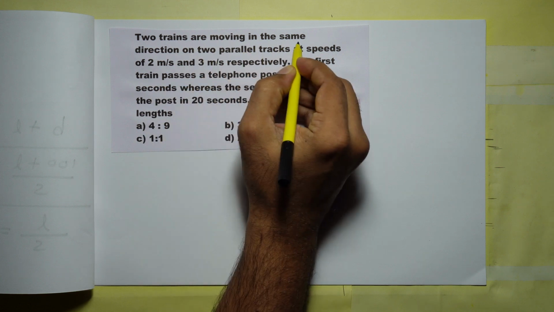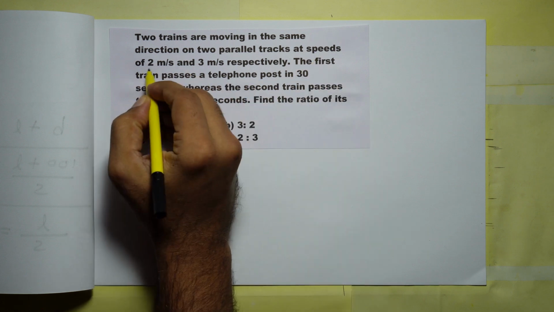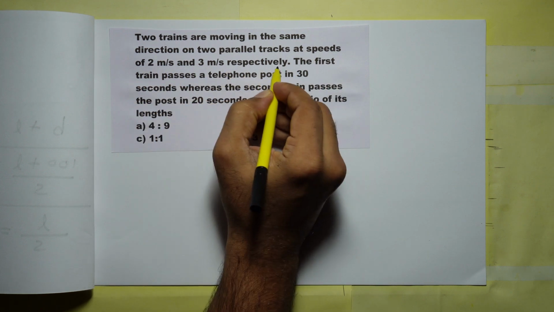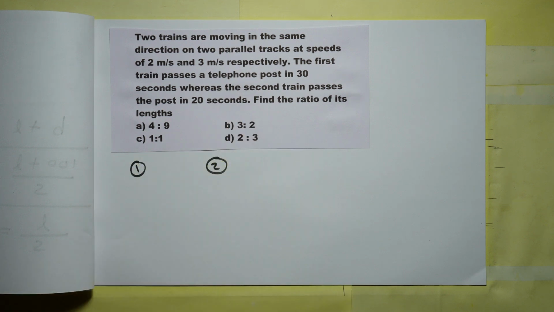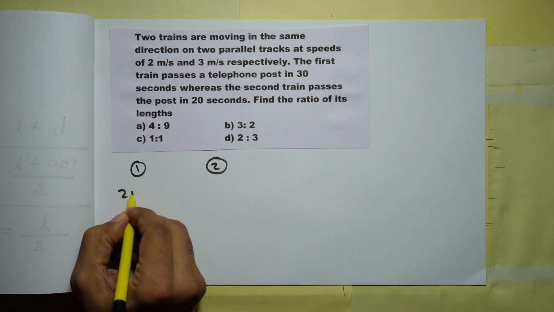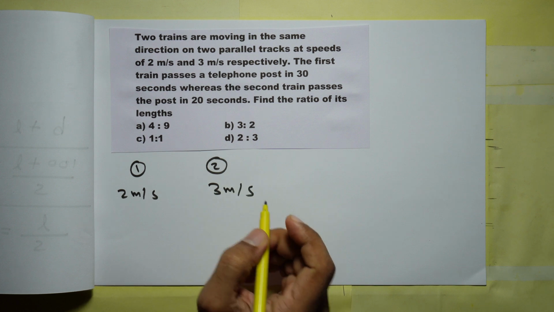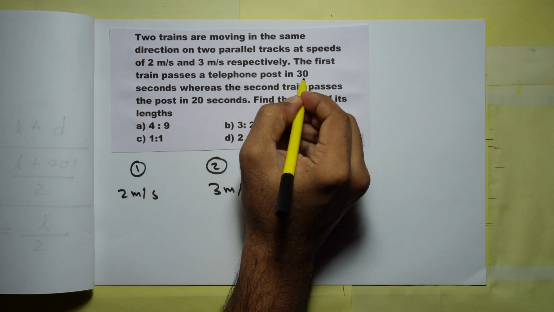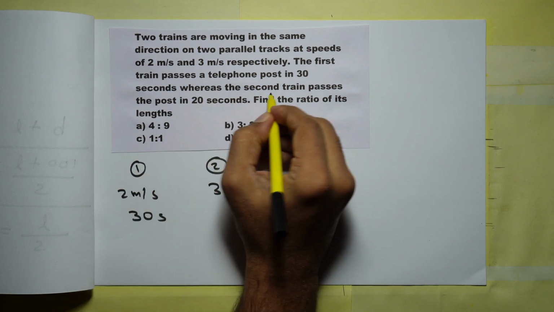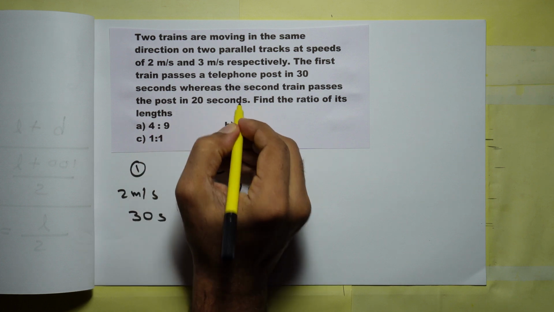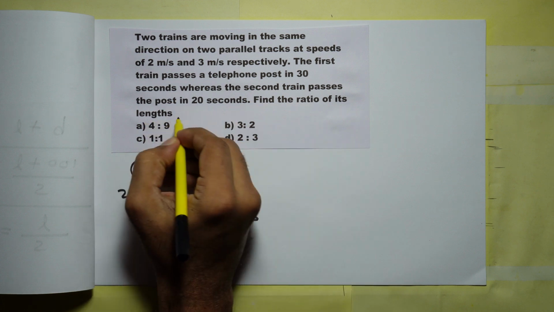Two trains are moving in the same direction on two parallel tracks at speeds of 2 meters per second and 3 meters per second respectively. So two trains are there. I'll take it as train 1 and train 2. For the first train the speed is 2 meters per second, and for the other train the speed is 3 meters per second. The first train passes a telephone post in 30 seconds. So the time required is 30 seconds. Whereas the second train passes the post in 20 seconds. Find the ratio of their lengths.